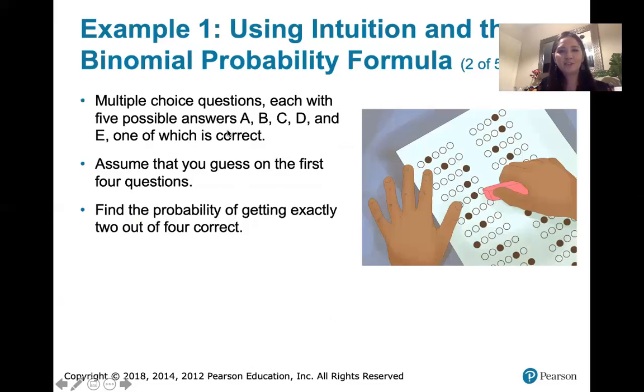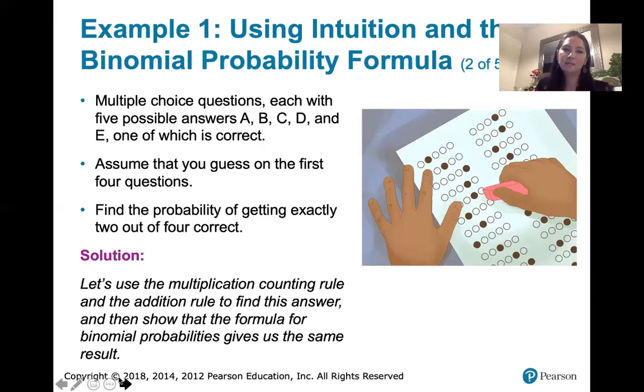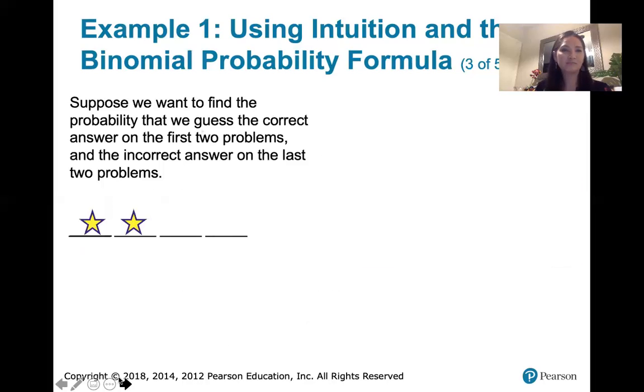So we've got multiple choice questions. There are 5 options. Only 1 is correct. You're guessing on 4 questions, and we want the probability of getting exactly 2 out of 4 correct. Okay, so here's our solution. Before we use the formula, I want to show you the intuitive approach. We're going to use the multiplication counting rule and the addition rule to find the answer. And then we're going to show that the formula for binomial probabilities gives us exactly the same result.